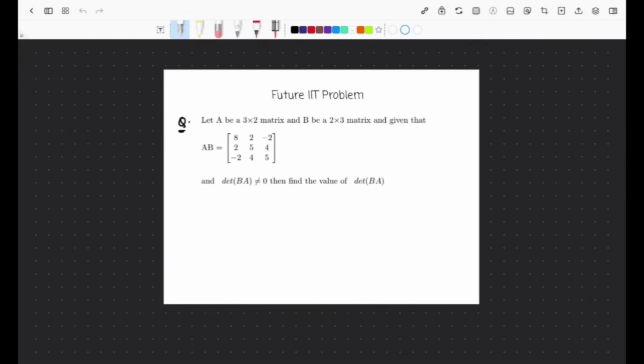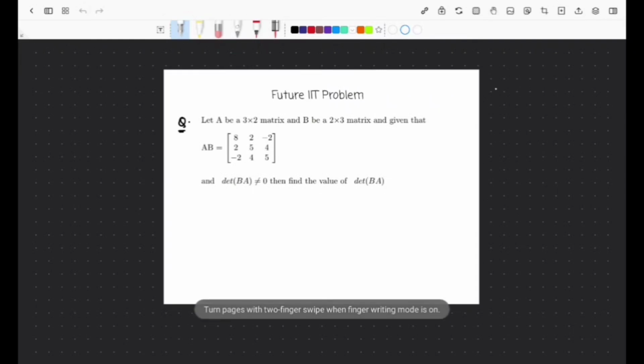So let's give a formal reading to the question. It is given that A is a 3 cross 2 matrix and B is a 2 cross 3 matrix. And it is given that AB is a matrix, right? So AB is a 3 cross 3. AB will be a 3 cross 3 matrix.